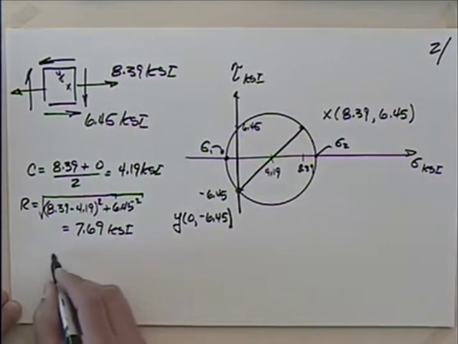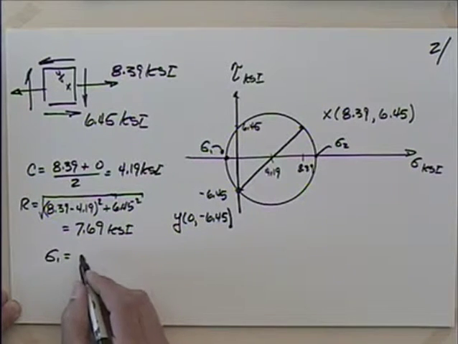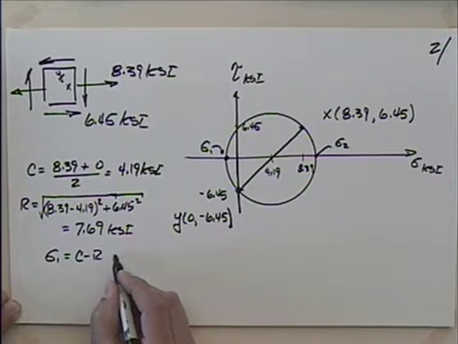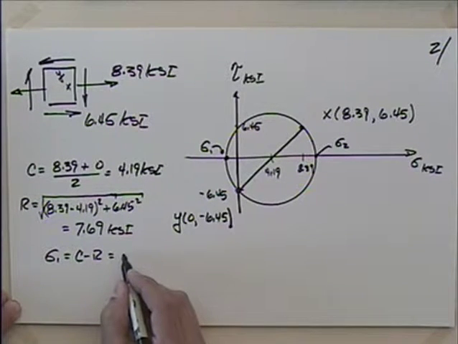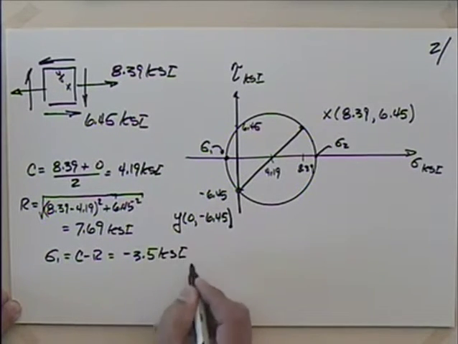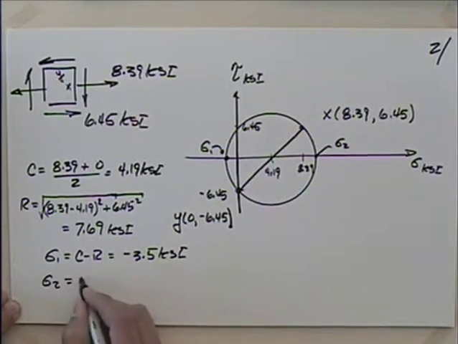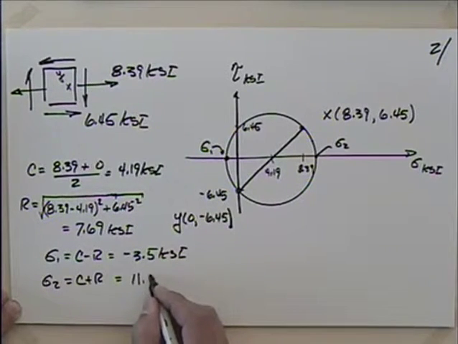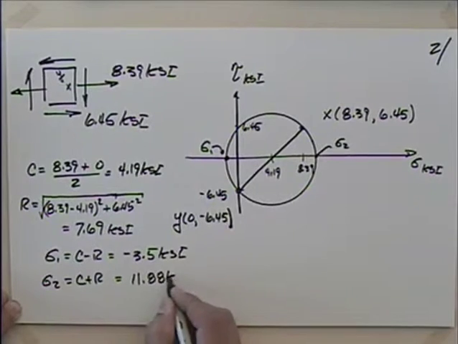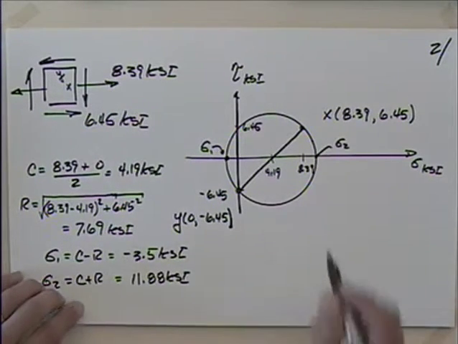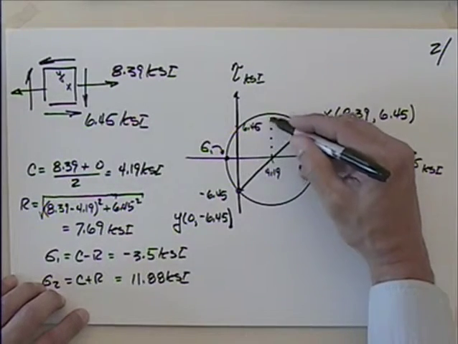Sigma 1 being the principal at the center minus the radius. So we come up with, what would that be, minus 3.5 KSI. And sigma 2 being the center plus the radius, which would be 11.88 KSI. And then we should probably handle this point up here.